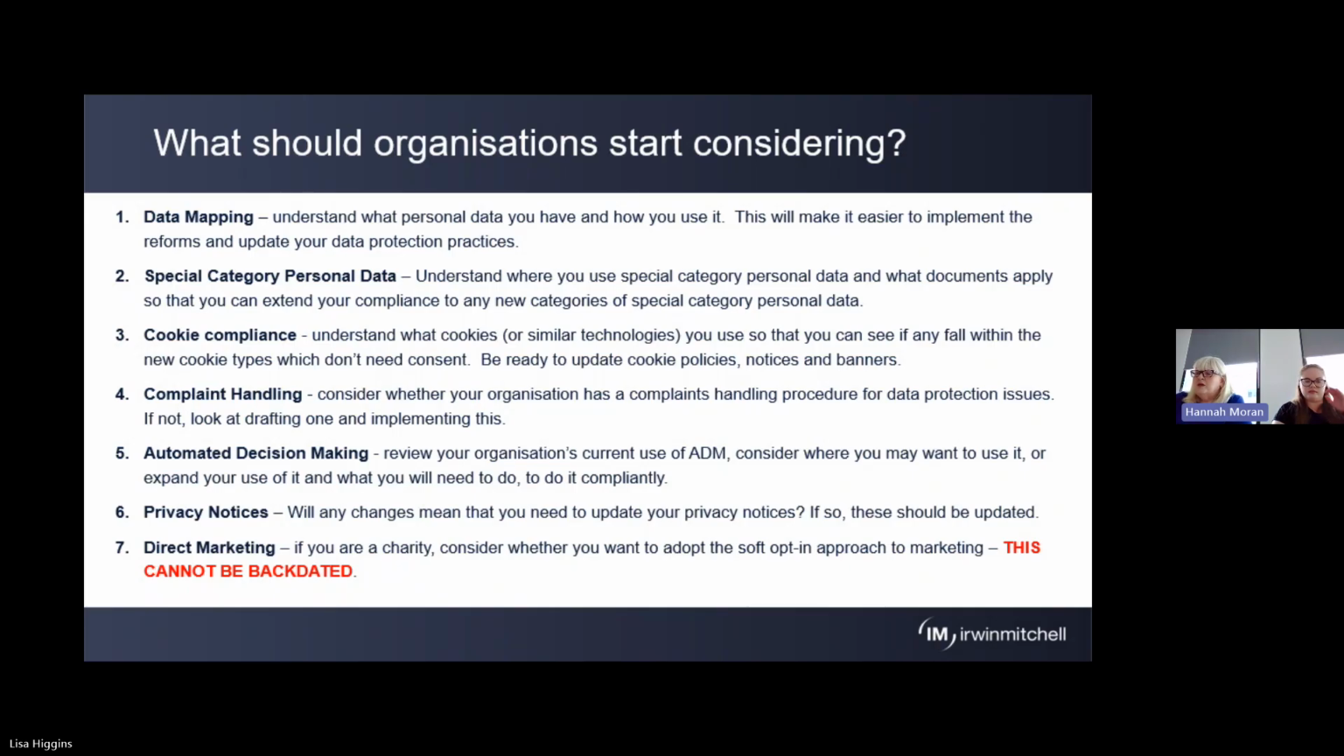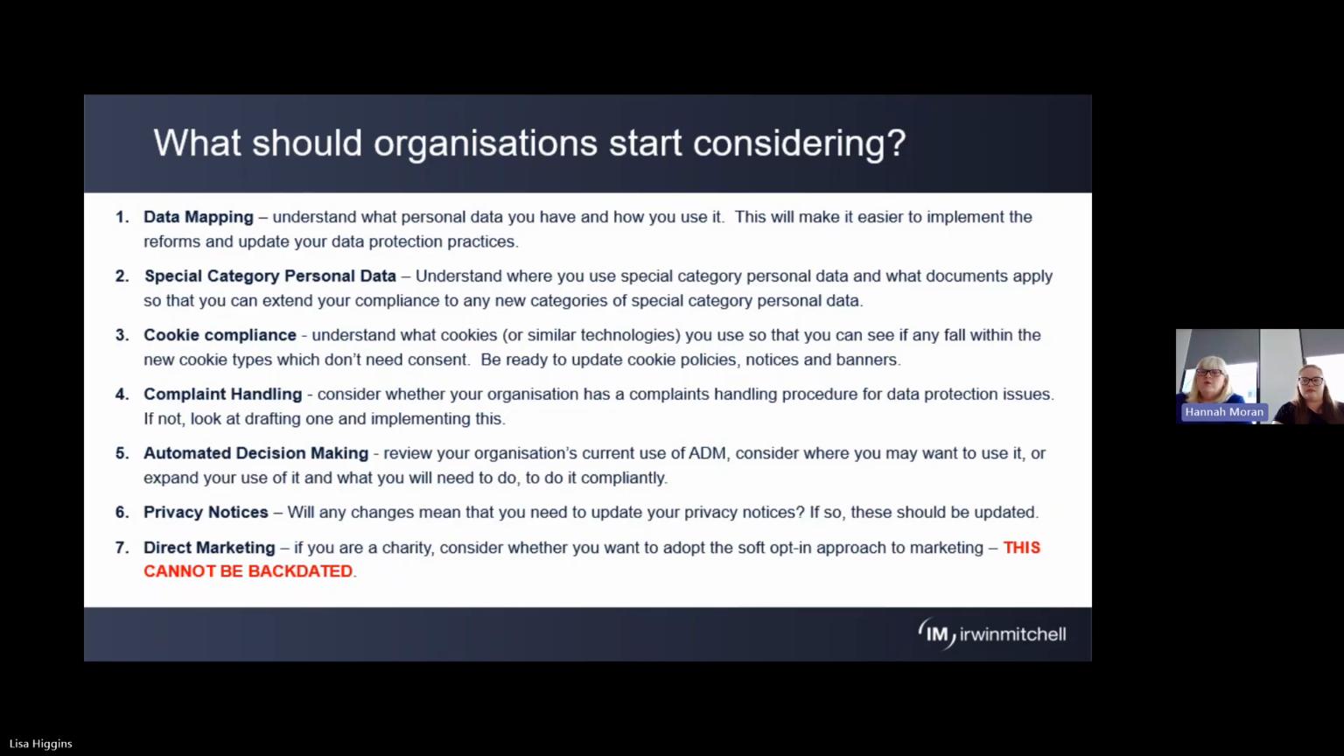Direct marketing. I think if you are a commercial business, it's worth looking at your direct marketing. If you're using consent, might you be able to use soft opt-in? If you're using soft opt-in, are you jumping through the right hoops to be able to use soft opt-in? But certainly from a charity point of view, I think this is a big change for you in terms of the ability to use soft opt-in for your aims, ideals, fundraising, etc. I have said that I don't think it can be backdated, and I've put that also on the slide.